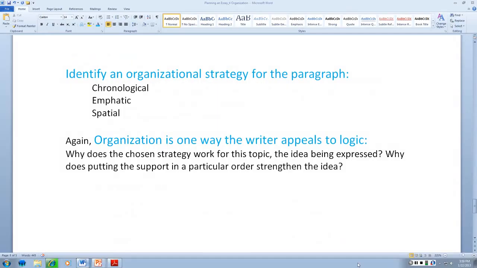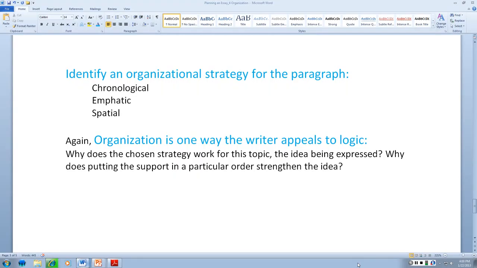As with the paper as a whole, you need to identify organizational strategies for each paragraph. Are you organizing it chronologically? If you're telling a story, that makes sense. Are you organizing it emphatically? If you're giving reasons, that makes sense. Are you organizing it spatially? If you're describing something that you're seeing, a scene, a place, then certainly spatial would be an appropriate organizational strategy.